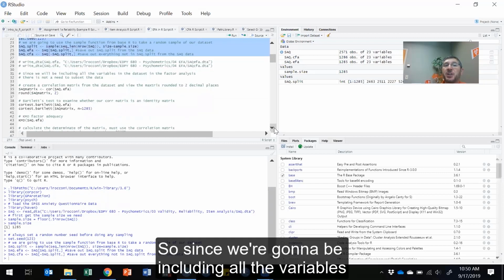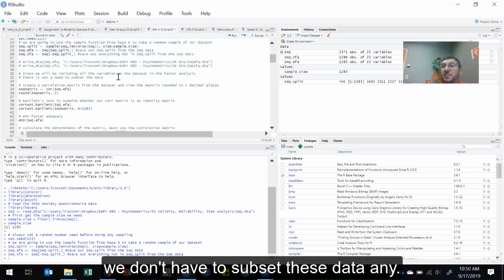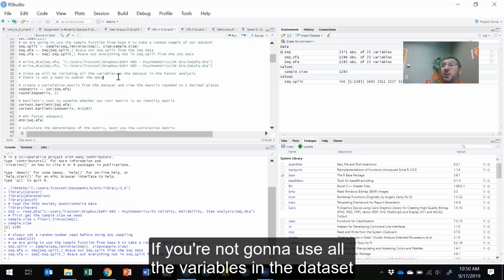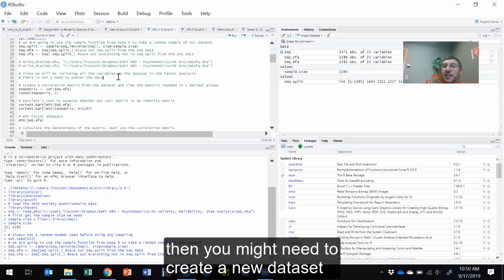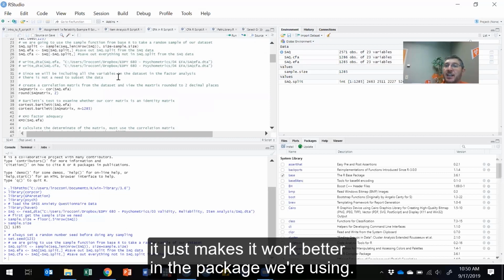So since we're going to be including all the variables in the data set in this factor analysis, we don't have to subset these data any. If you're not going to use all the variables in the data set, then you might need to create a new data set where we just take out the variables that we're going to use in the EFA. It just makes it work better in the package we're using.